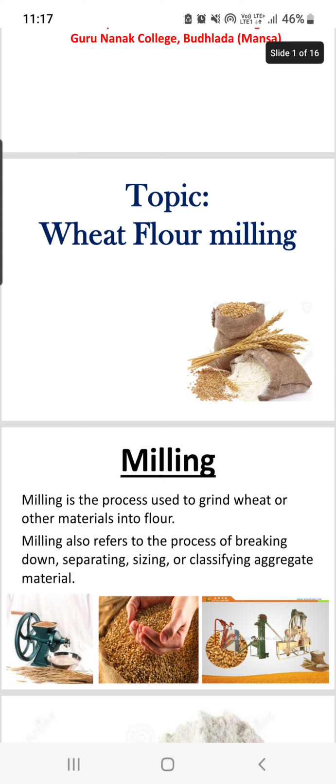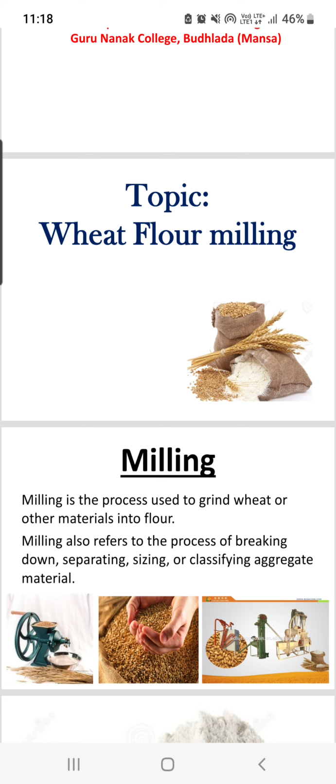So from the start, we will discuss what milling is. Milling is a process used to grind wheat or other material into flour. This means that we can finely grind and reduce the size of the grain to a fine powder product known as flour, which is used for the production of different kinds of material like bread, biscuits, bakery products like cake, and also chapatis. So it is the raw material used for the production of different food products.